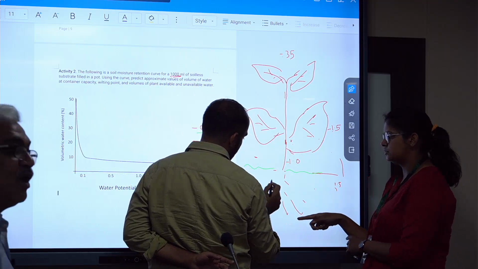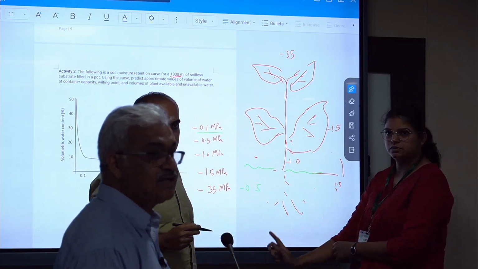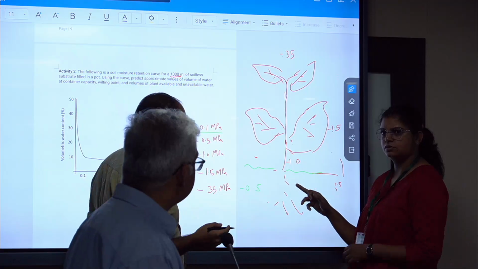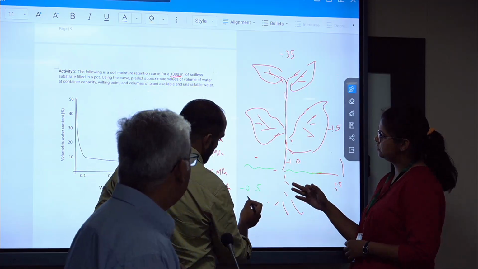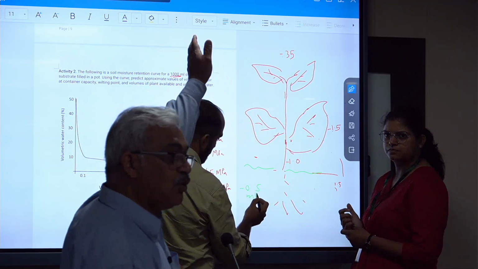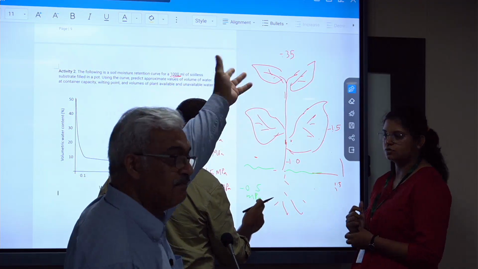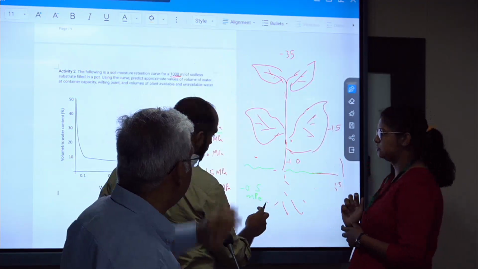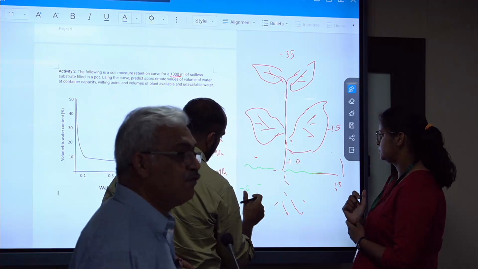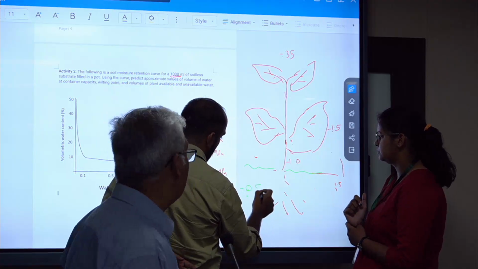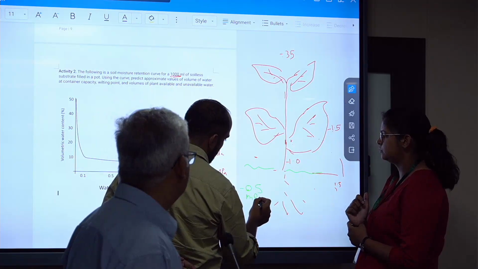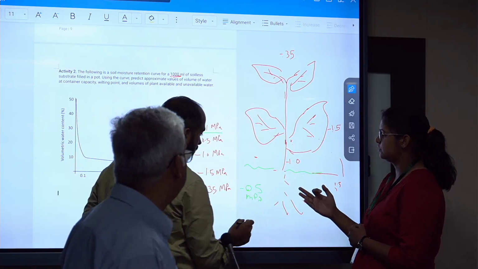So what has happened to soil? Soil has become more negative, right? So let's write that first. Okay, can plants change the water potential in the atmosphere? So that remains the same, right? Now, water has to flow, right?